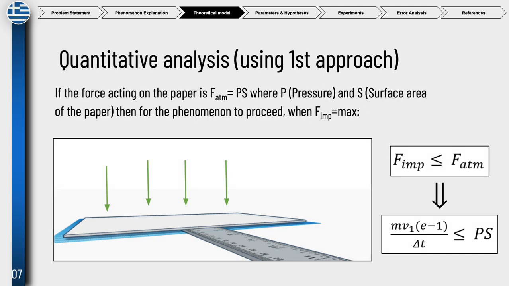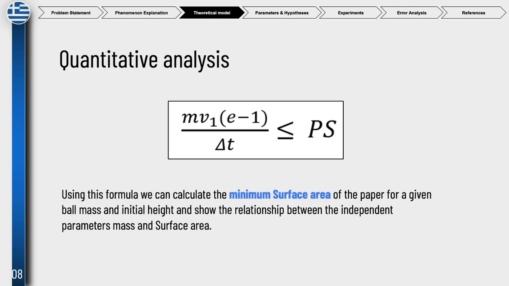The paper rests on the table and on the ruler. Upon a sharp strike on the free end of the stick, air cannot go under the paper quickly enough to compensate the atmospheric pressure on top, as we previously mentioned. Therefore, air cannot get under the paper, and we have some sort of vacuum, as was mentioned. Using this formula, we can calculate the minimum surface area of the paper for a given ball mass and initial height, and show the relationship between the independent parameters, which are mass and also surface area.